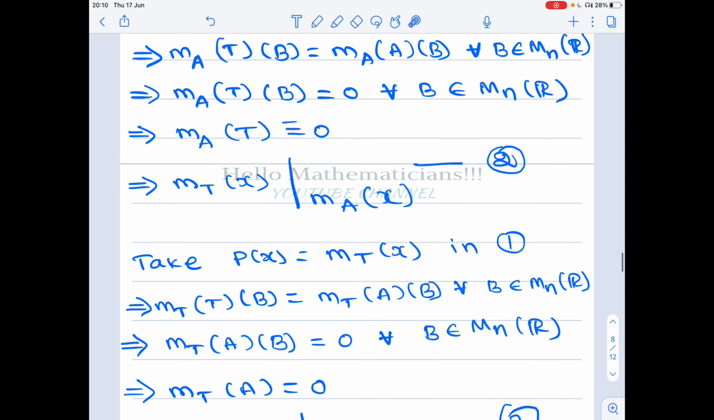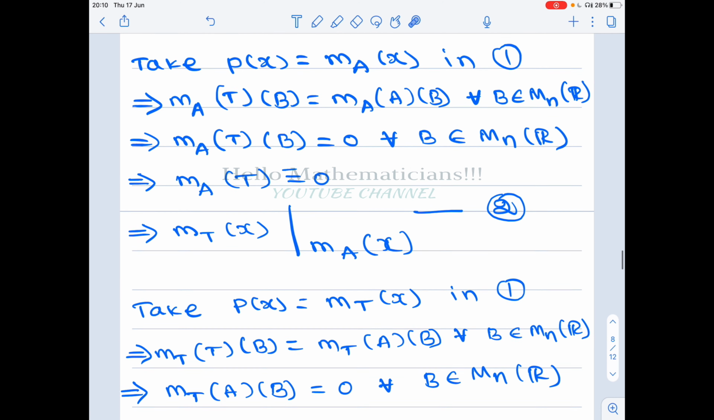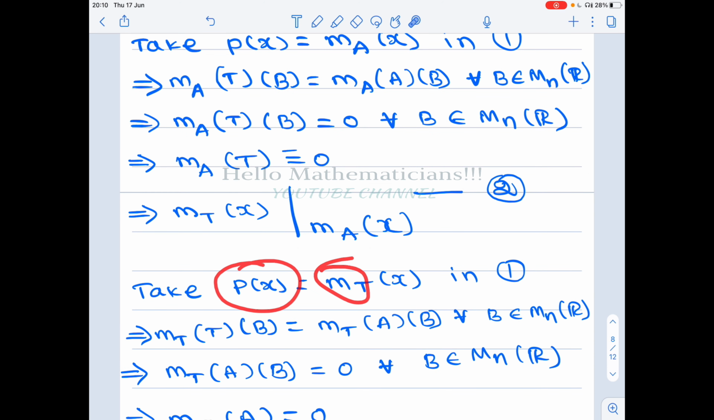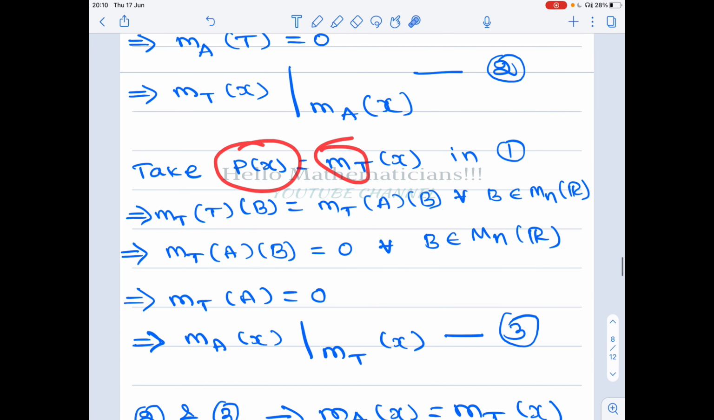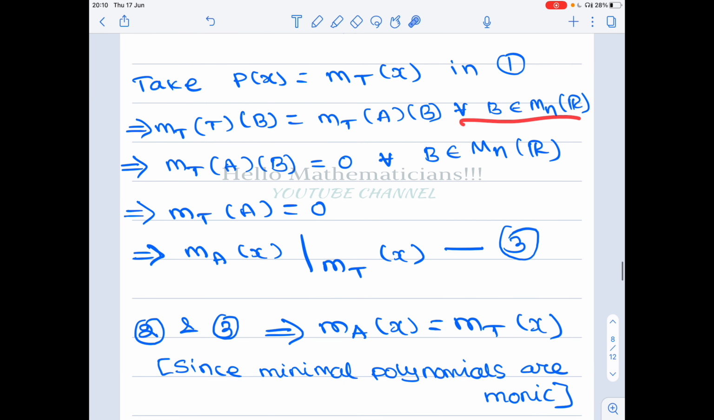Similarly, you substitute P of x equal to MT of x now in equation 1. We get MT of T of B equal to MT of A of B for all B belongs to M n R. This implies now this MT of T satisfies its minimal polynomial. Therefore, this will be a zero linear transformation. Zero linear transformation acting on B will be 0. Now I have put this MT of A of B equal to 0 for all B belongs to M n R.